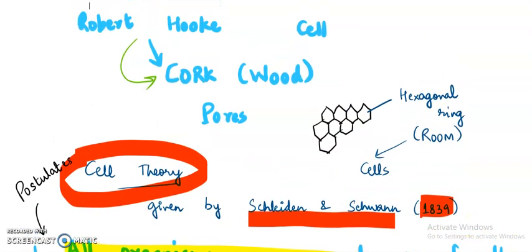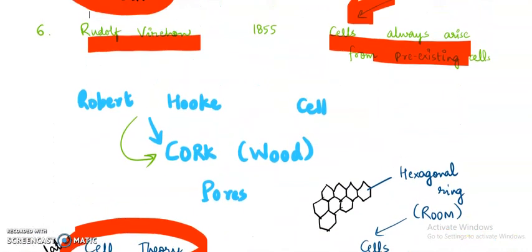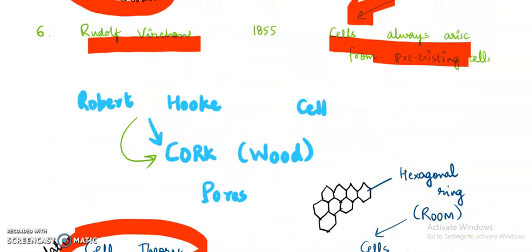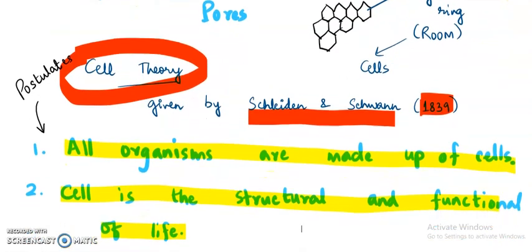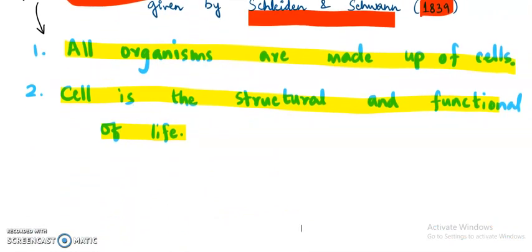Now if this question comes for another 1 marks, and in that if it will be asked that what is the contribution of Rudolf Virchow for the cell theory, you are going to write that he introduced one more postulate to the cell theory, and that was cells always arise from pre-existing cells. I hope students you have understood this concept, the basic concept of the discovery.